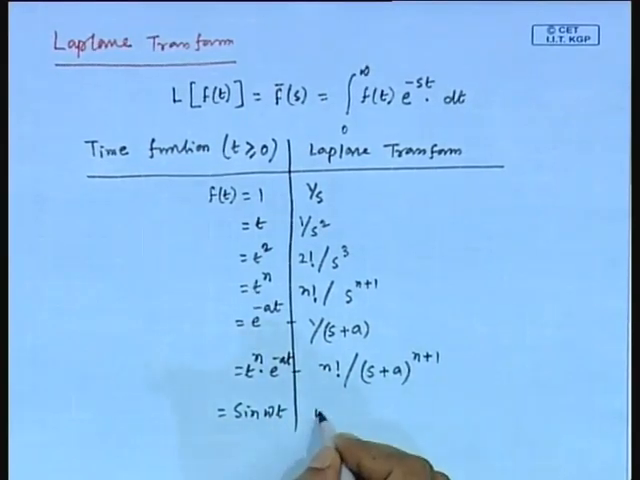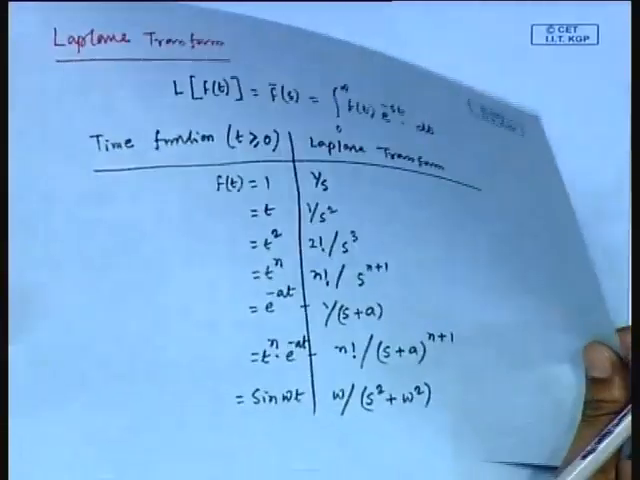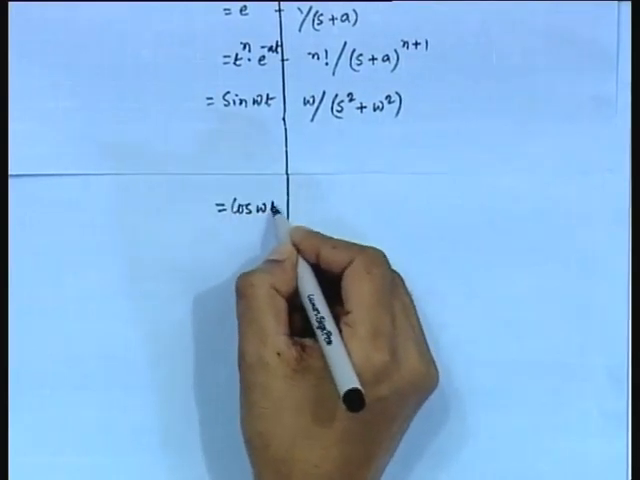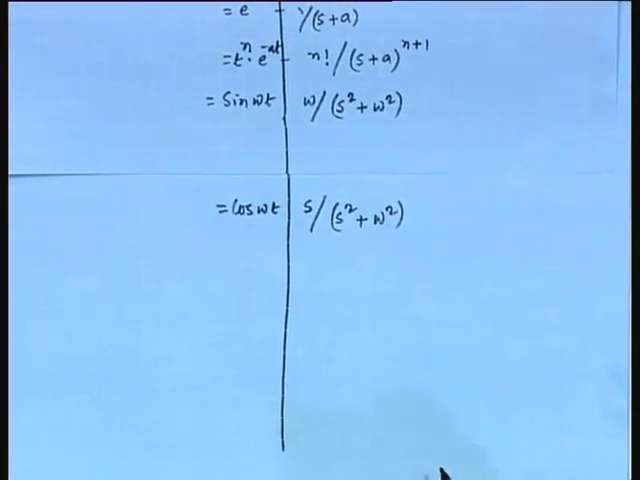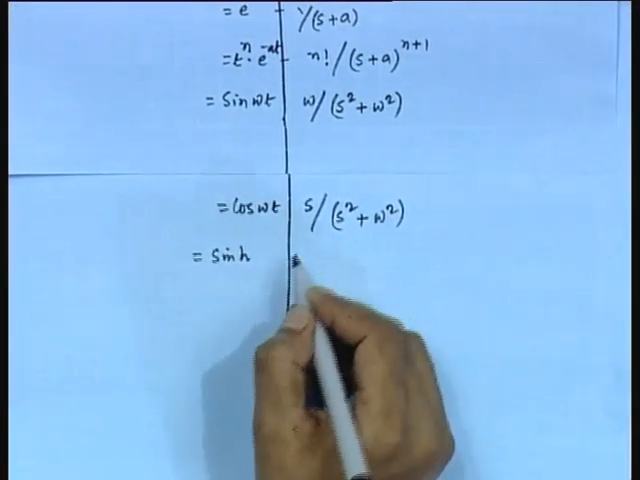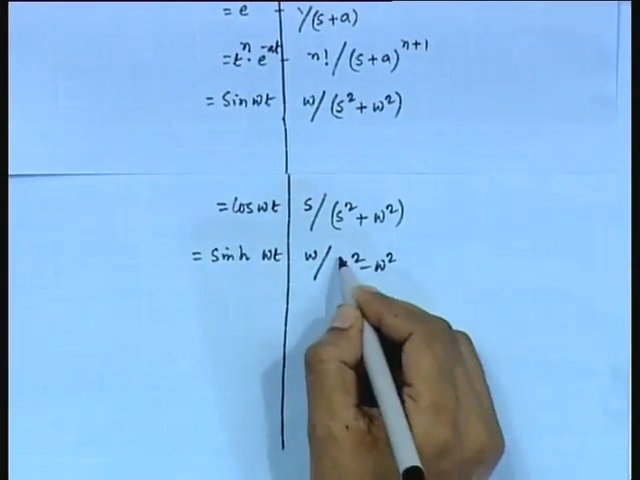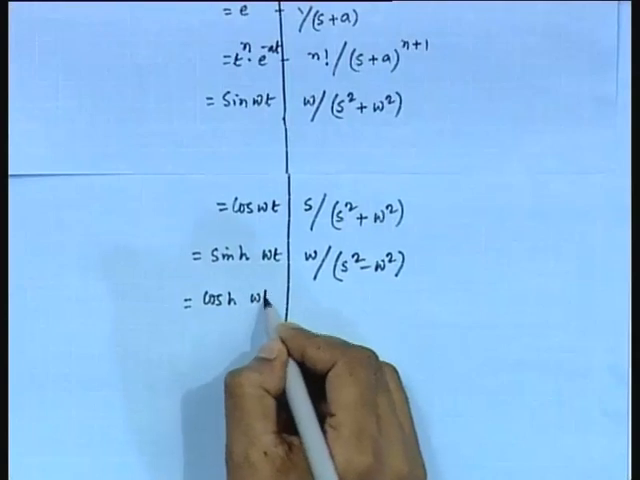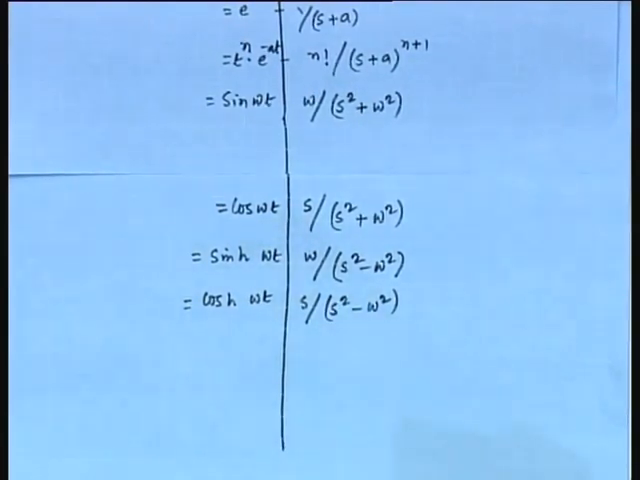If this is sin omega t, omega divided by a square plus omega square. Then suppose cos omega t, s divided by a square plus omega square. This is sine hyperbolic omega t. Laplace transform is omega divided by a square minus omega square. If this is cos hyperbolic omega t, Laplace transform is s divided by a square minus omega square.